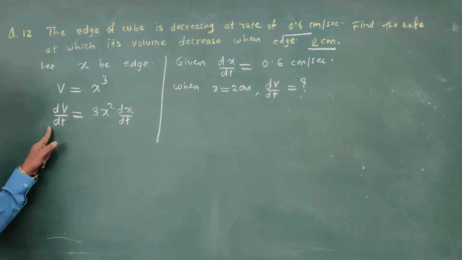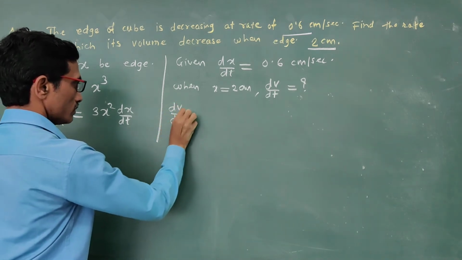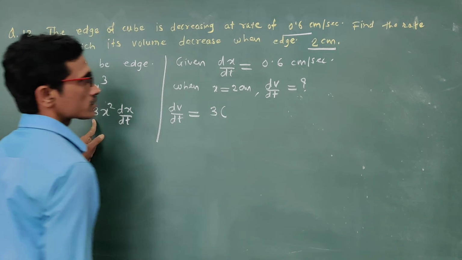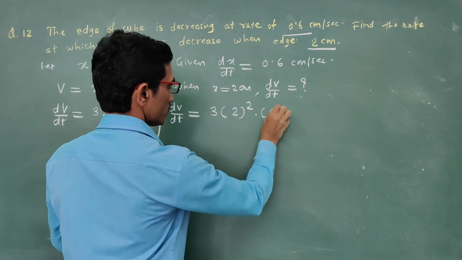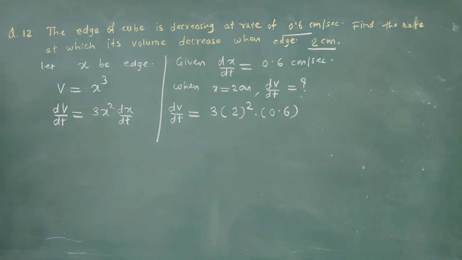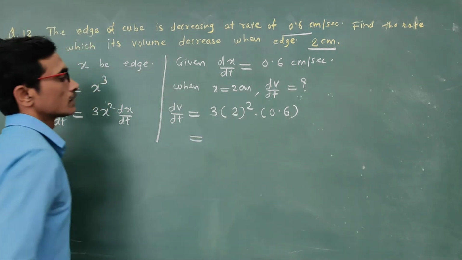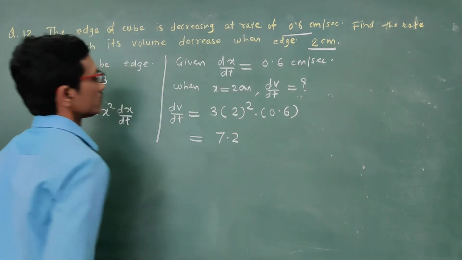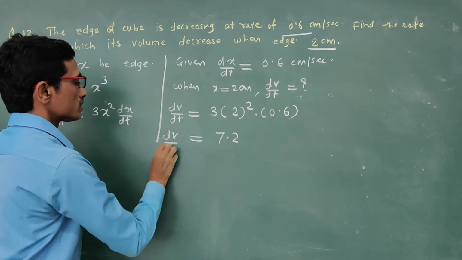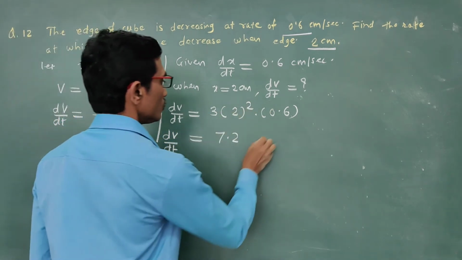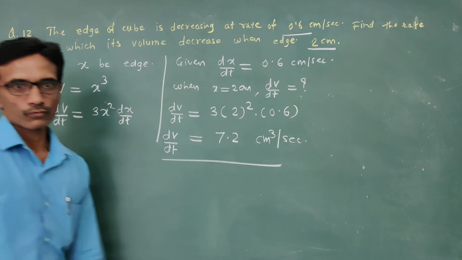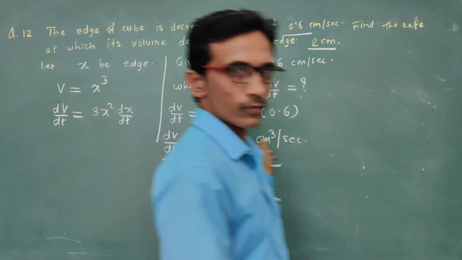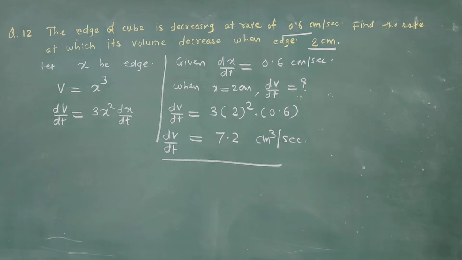So therefore we substitute here dV by dt is equal to 3 x 2 square, and dx by dt is given, that is 0.6. So this product will be dV by dt is equal to 7.2 cubic centimeter per second. This will be the decrease in volume. So the rate of decrease in the volume is what? The volume will decrease at the rate of 7.2 cubic centimeter per second.